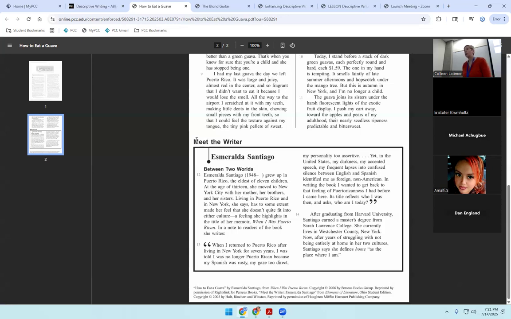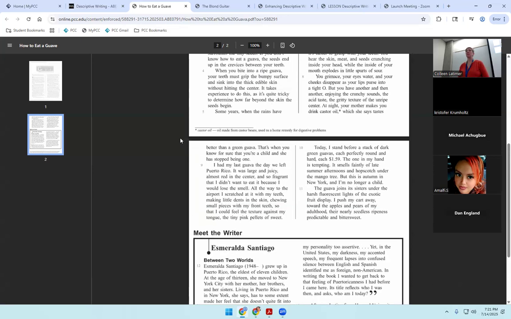Now, after years of struggling with not being entirely at home in her 2 cultures, Santiago says she defines home as "the place where I am." It's a pretty common theme for people that have lived in or are bicultural. Anybody relate to that? Kind of being trapped between multiple places.